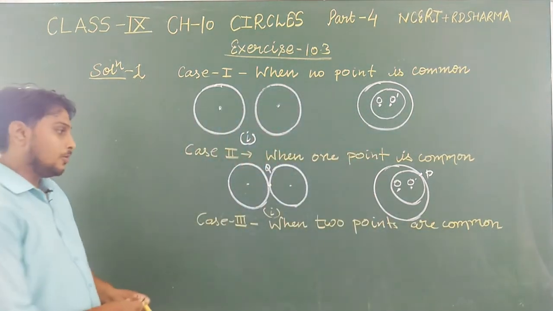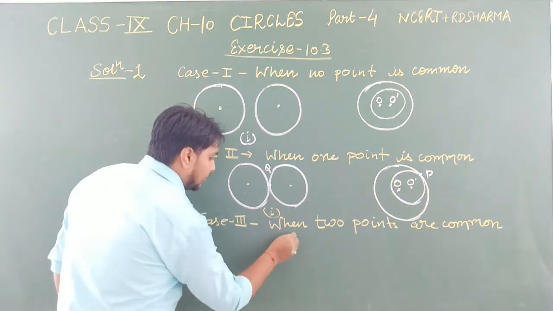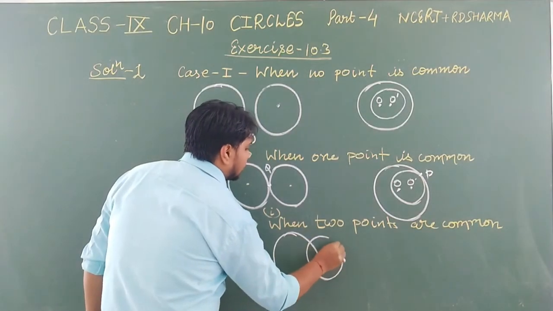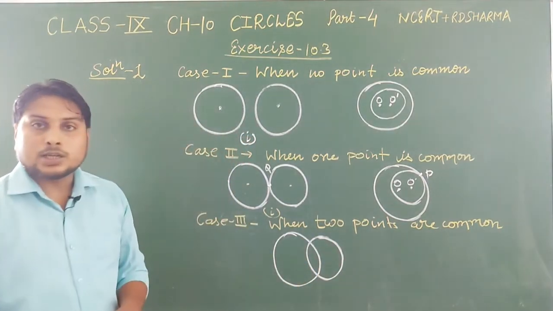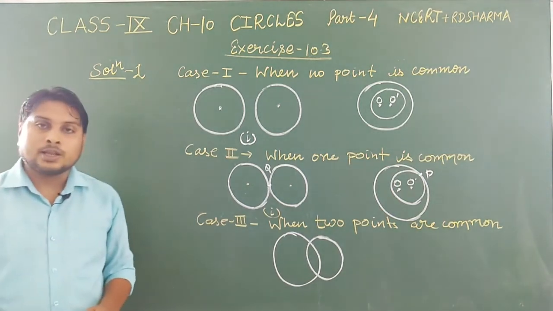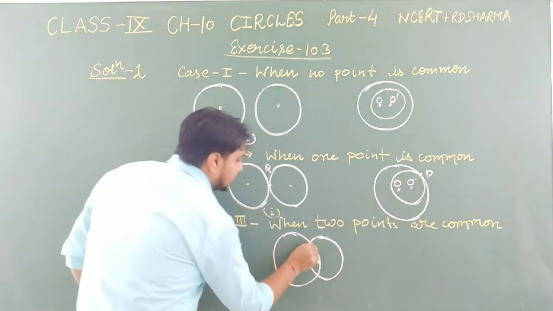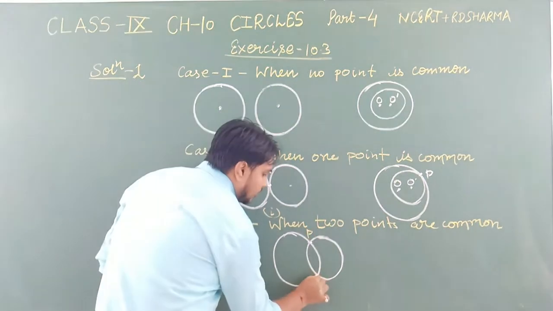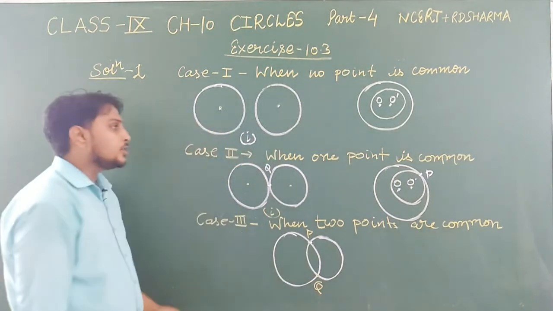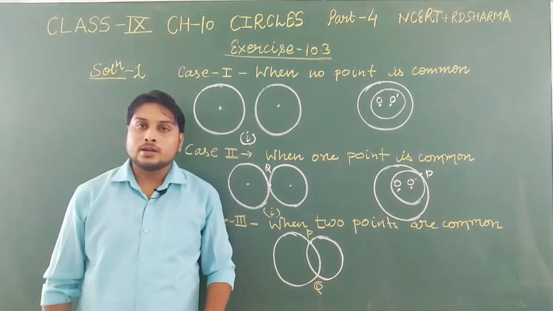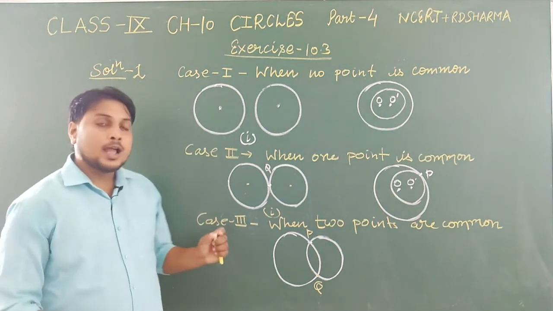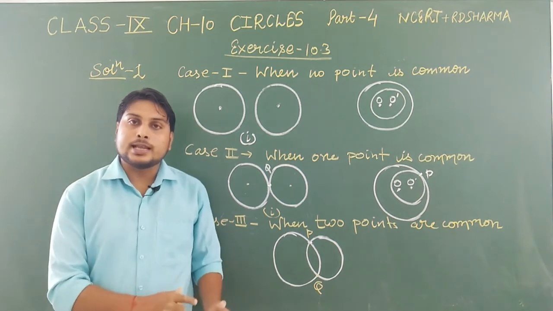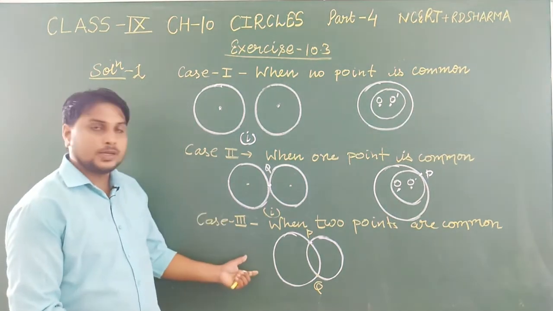So if two points are common, then you will get the figure like both the circles are intersecting each other. Okay, so if two circles intersect each other, they will have two points as common, that one point P and one point Q. So students, one more question arises from this question, that how many maximum points two circles can have as common. So the answer will be 2.